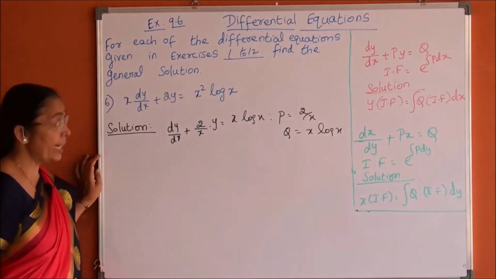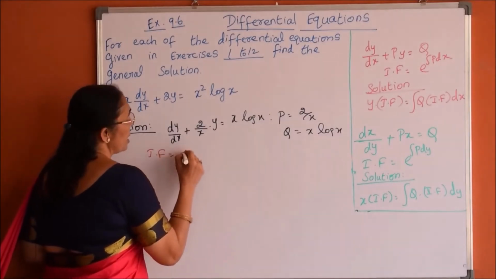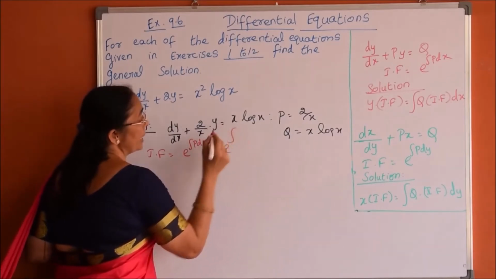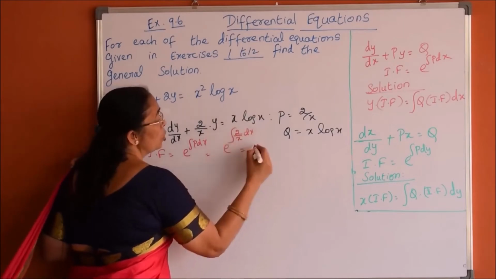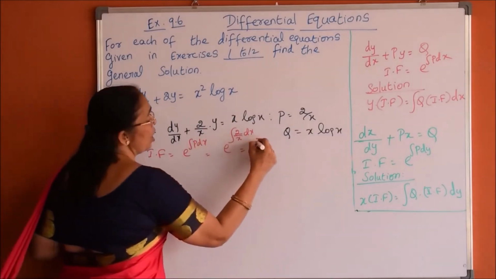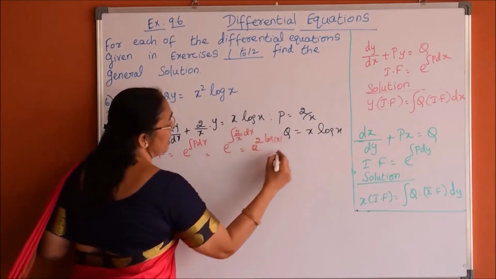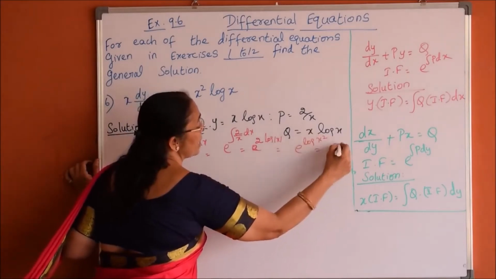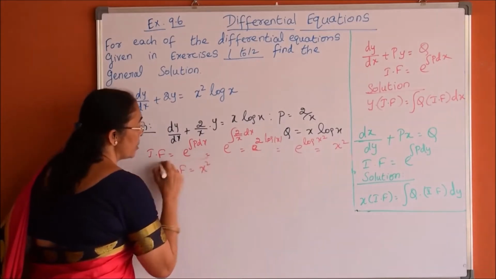Therefore our integrating factor is equal to e power integration of p dx, which is e power integration of 2 by x dx, which is equal to e power 2 into integration of dx by x, which is log mod x, and this can be written as e to the power of log x square, which is nothing but x square. Therefore our integrating factor is nothing but x square.